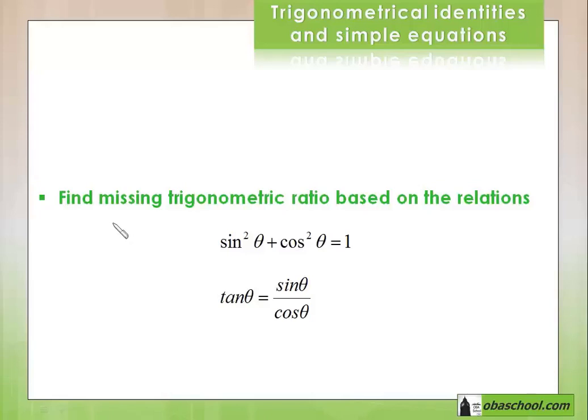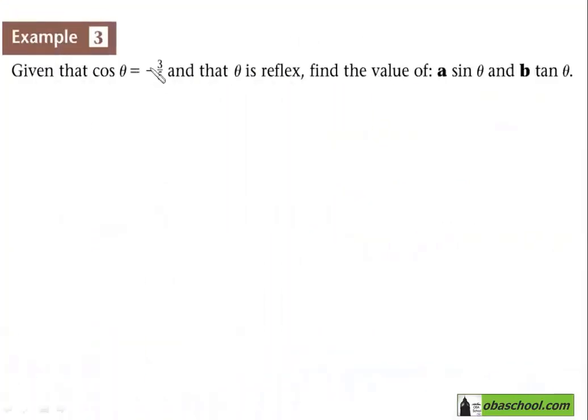We are going to find the missing trigonometric ratio based on the relations, which are the trigonometric identities. Look at this example. Given that cosine theta is minus 3 over 5 and that theta is reflexive, find the value of A, sine theta, and B, tan theta. Cosine is given and angle theta is reflexive. Reflexive means that the measure of theta is between 180 degrees and 360 degrees. The cosine is given. We need to find the sine.